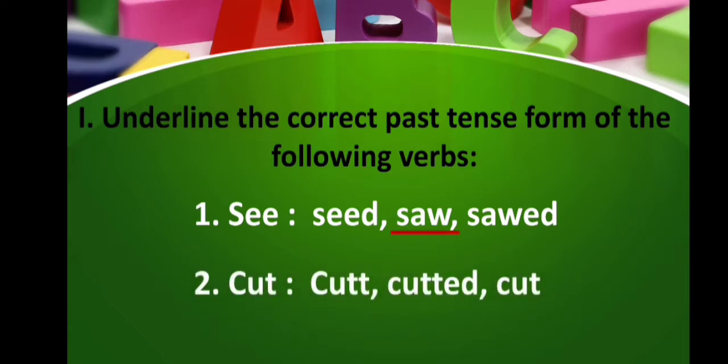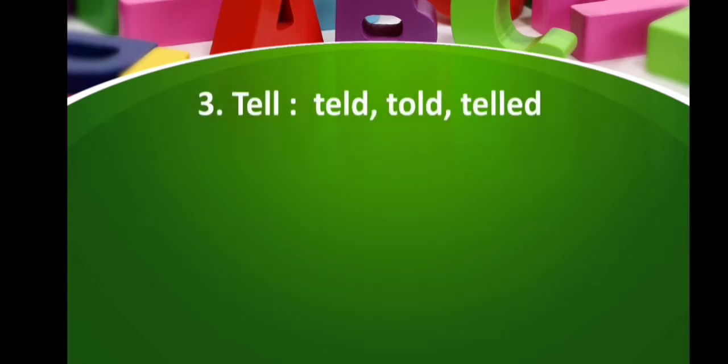The next one is cut, and the options are cut, cutted and cut. Here the right form of the past tense of the verb will be cut. The next one is tell, and the options are telled, told, telled it. And the right past form of the verb will be told, because this one is also an irregular verb. That's why the spelling has changed.